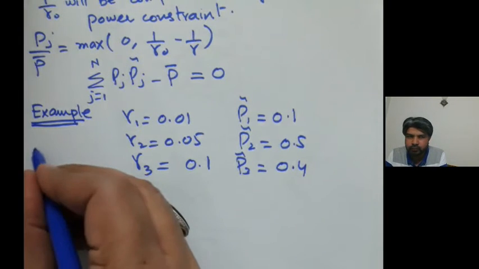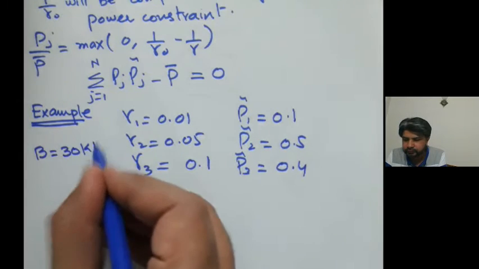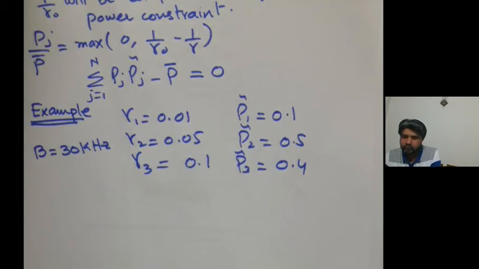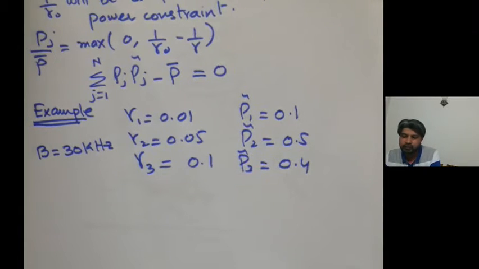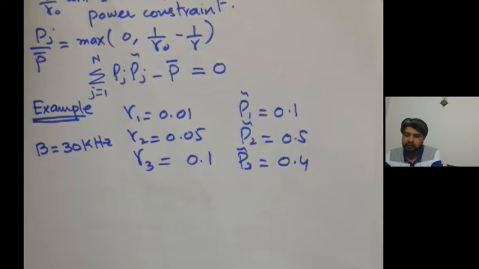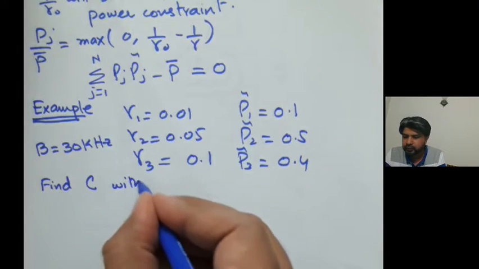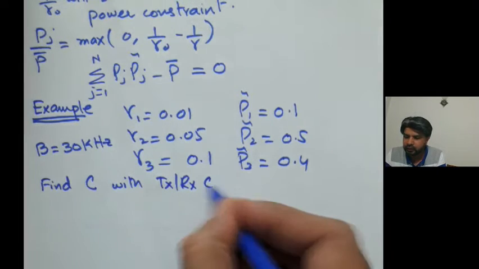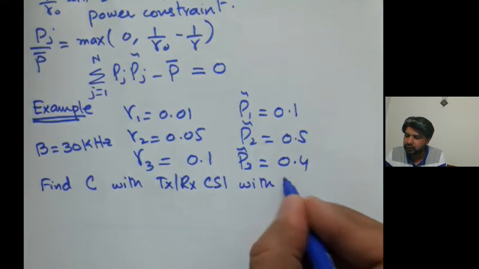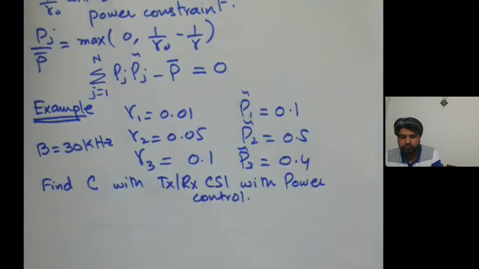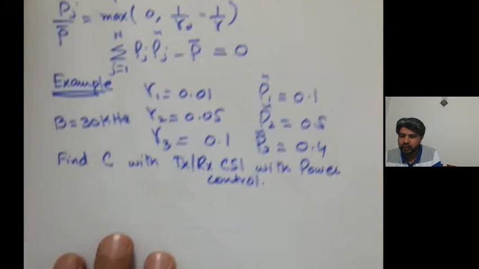Also, you are given that the bandwidth is 30 kilohertz, and that's it. And you are required to find the power allocation strategy and the respective capacity if both Tx and Rx have CSI. So find the capacity with Tx, Rx CSI with power control. That is what we're going to find out. The first thing we need to do is to compute gamma naught, or which channel states can we use.